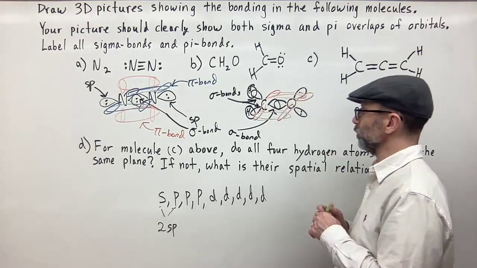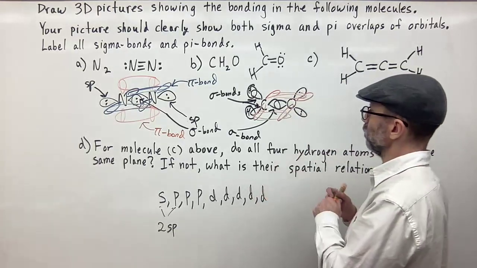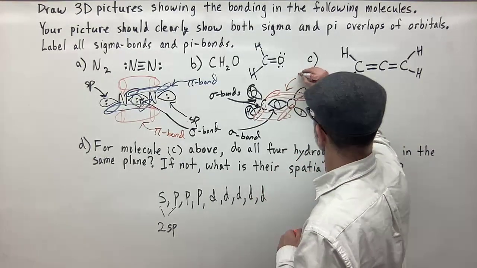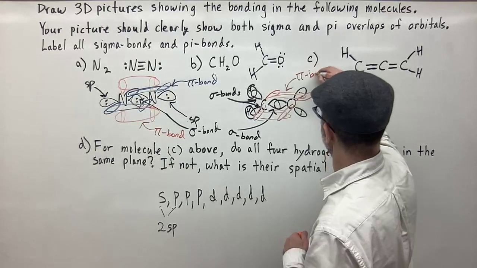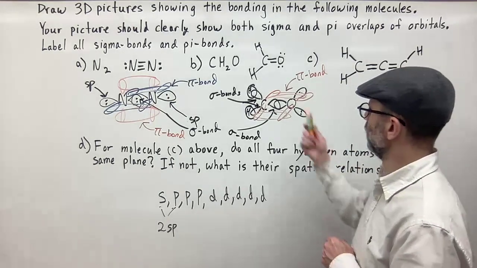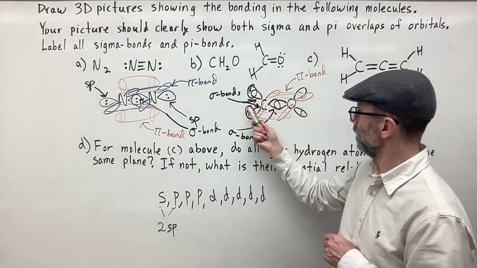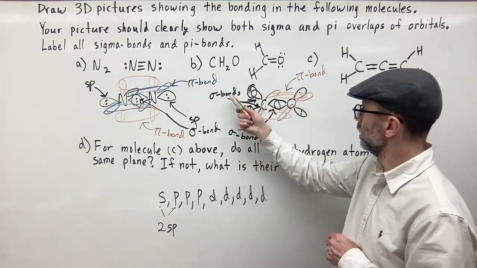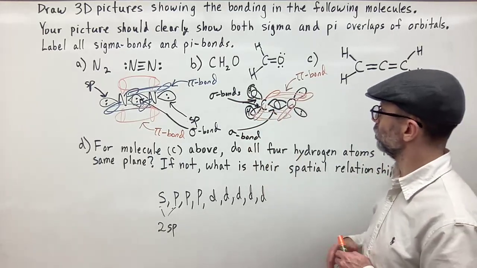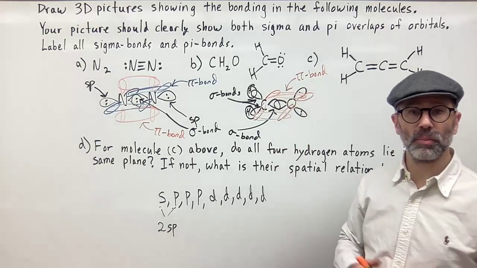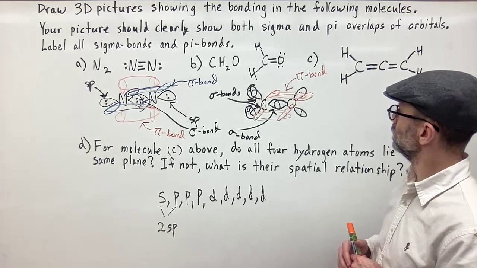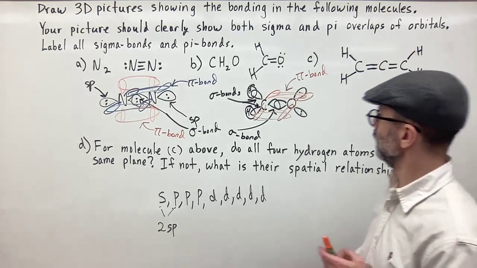So if we're going to label this, we're going to label this as a pi bond. So this here is going to be a pi bond. Okay. And we labeled this as a sigma bond. So we have our sigma bonds labeled. And so it looks like it's going to be a planar molecule. Okay, let's see. What's next?